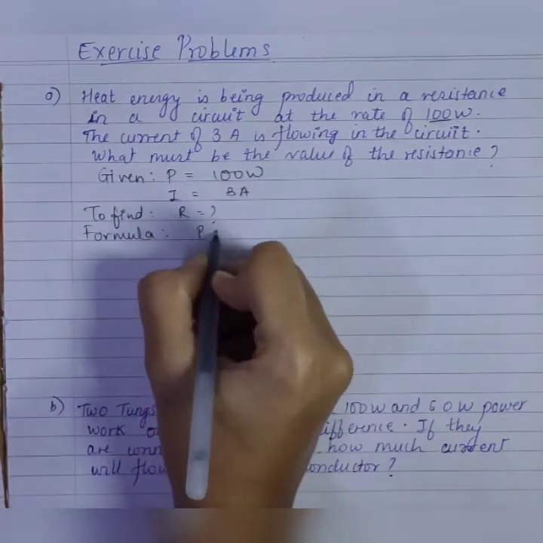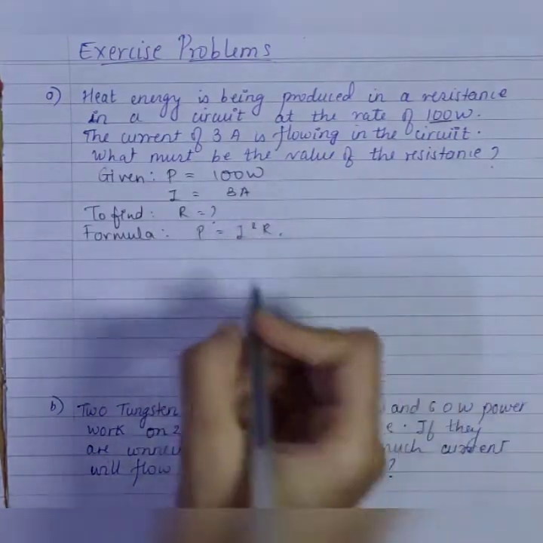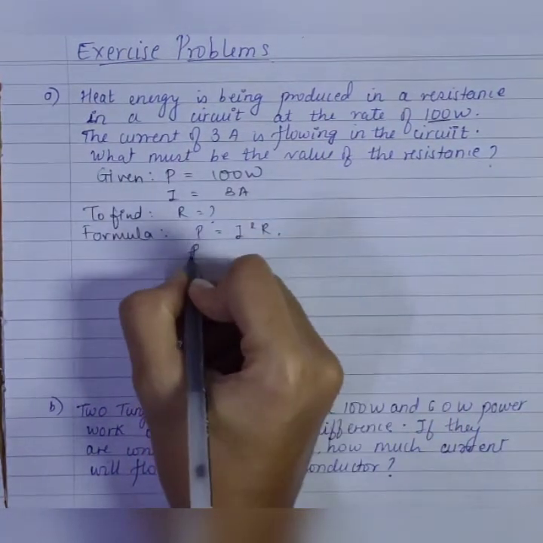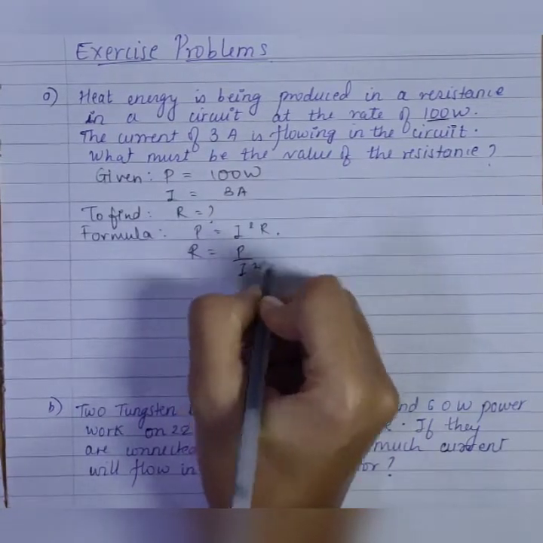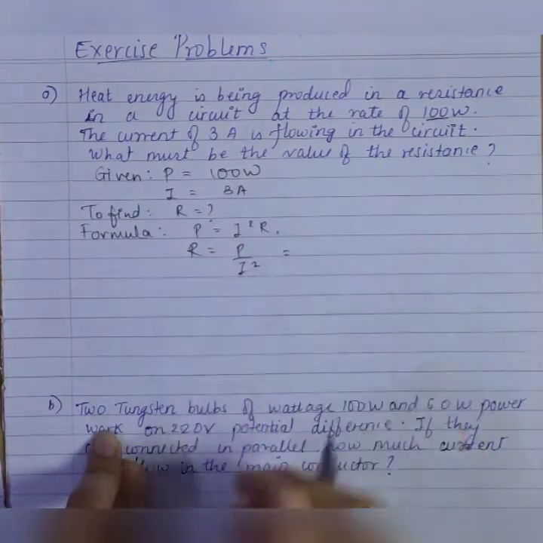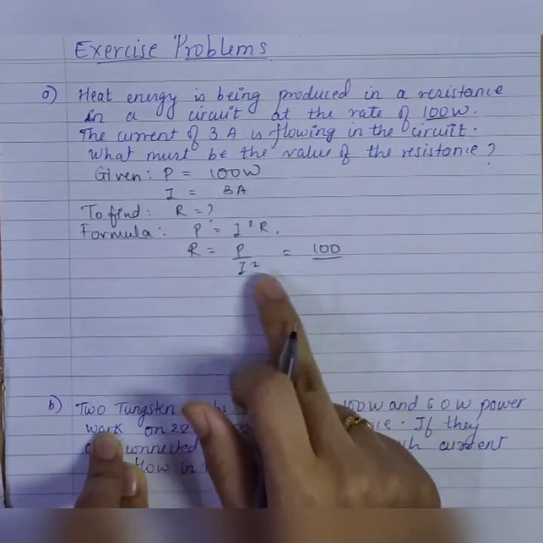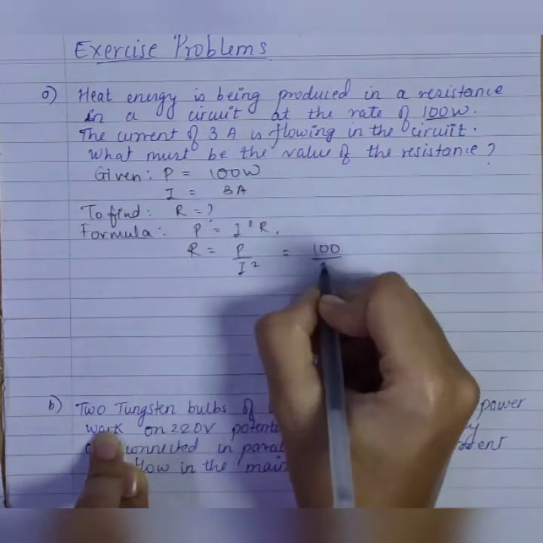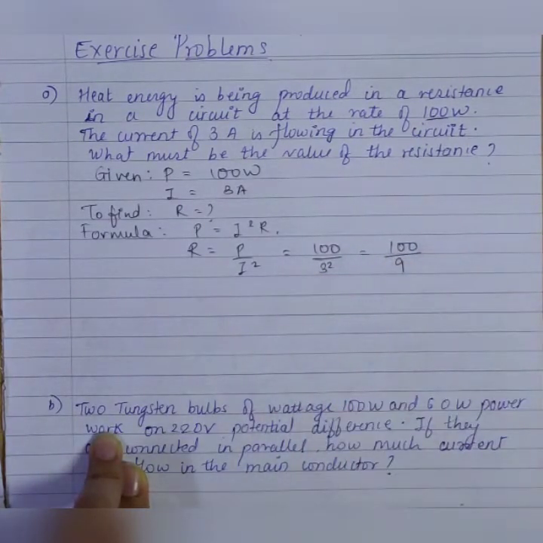The formula is P is equal to I square R. So how can I modify this formula? R is equal to P divided by I square. So what is my P now? P is 100 and I square is 3 square, so it is 100 divided by 9.